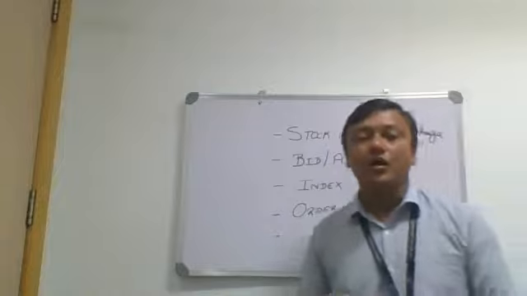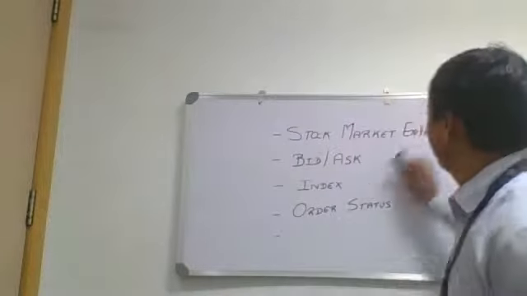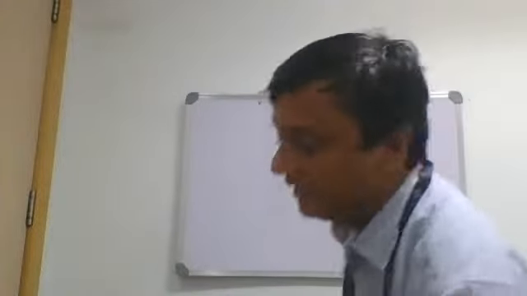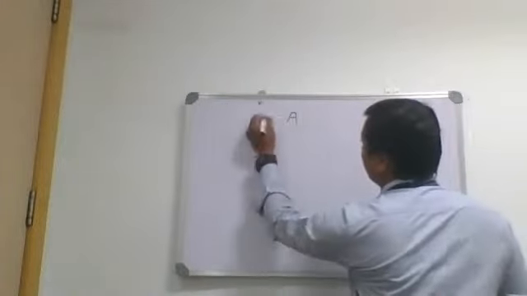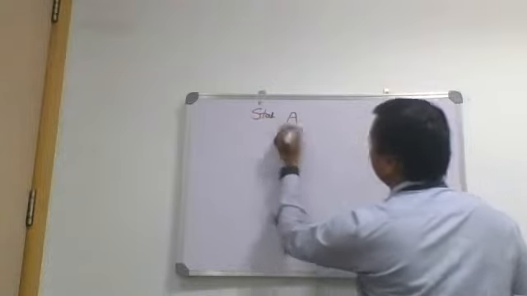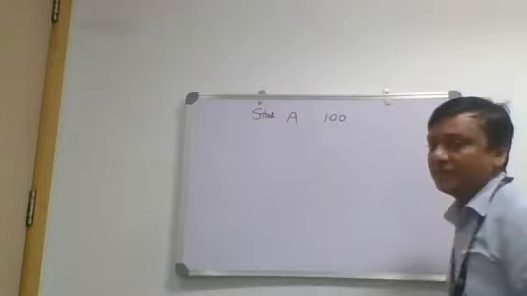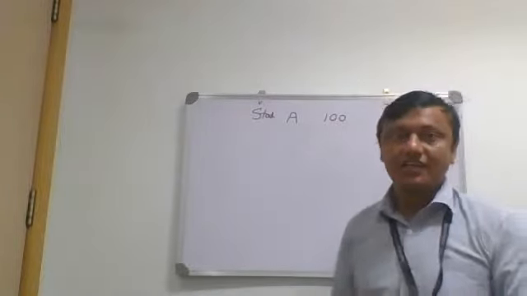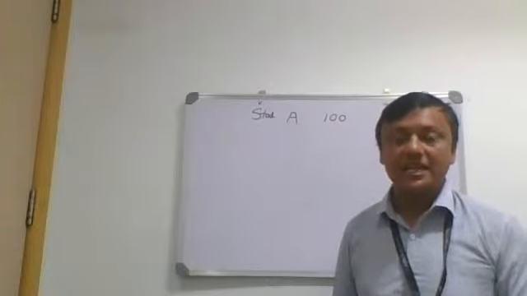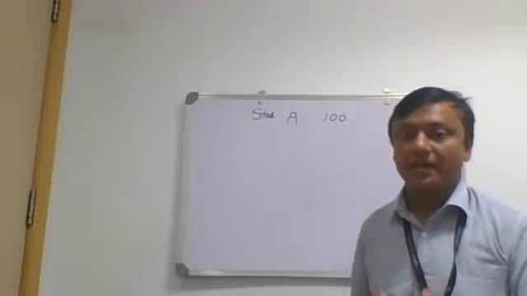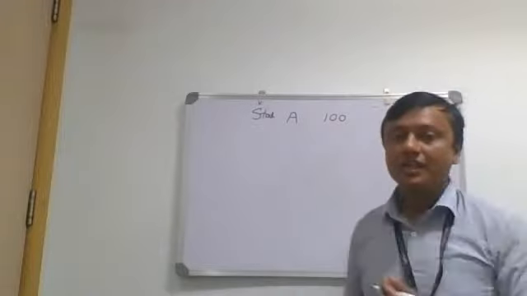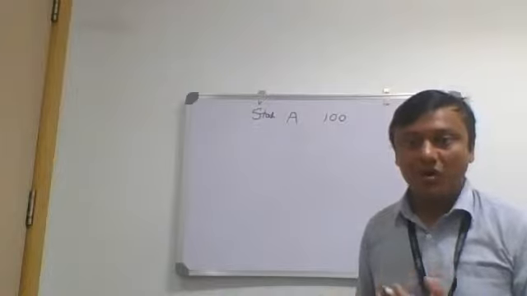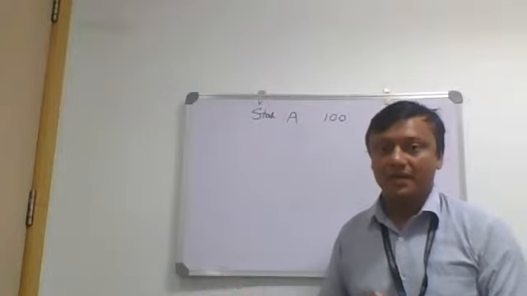Now, whenever we see that a particular stock, stock A, has a price of 100 rupees, what does this 100 mean? It's the current price. It is the last traded price of this stock. Who determines the price of this stock? Nobody. It is all demand and supply.